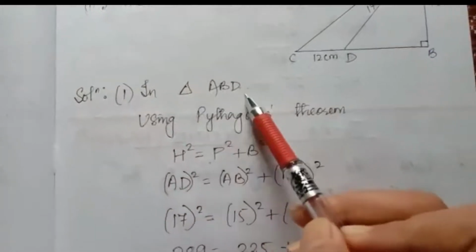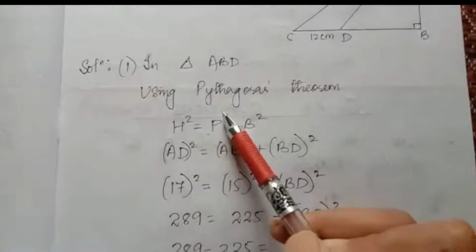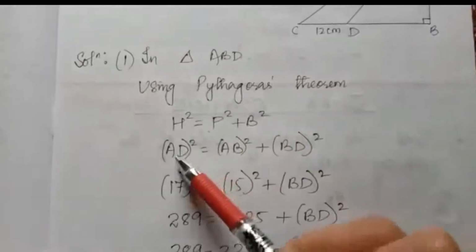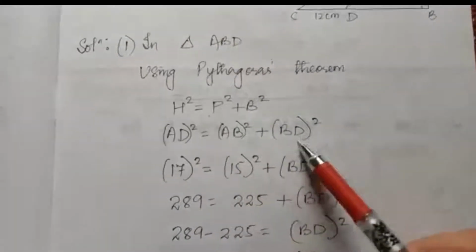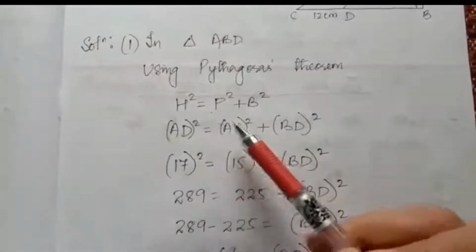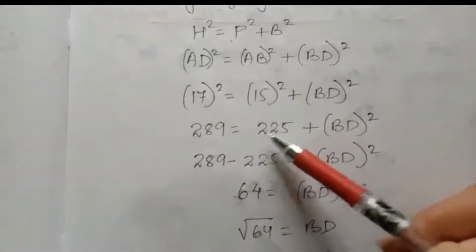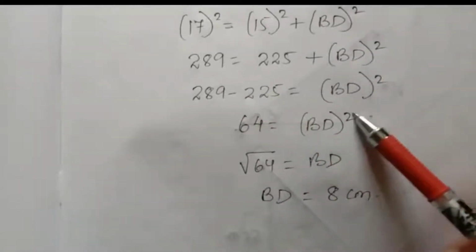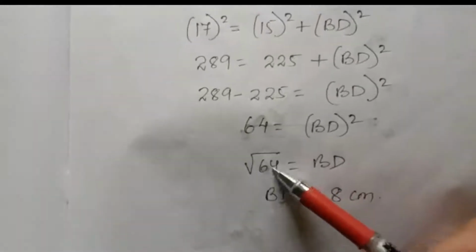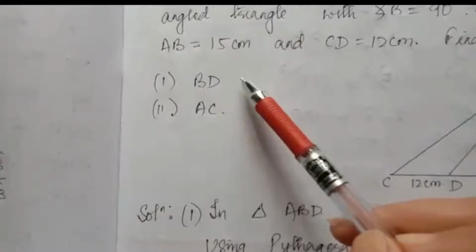So in triangle ABD, using Pythagoras theorem, hypotenuse square is equal to perpendicular square plus base square. Hypotenuse is AD, perpendicular is AB and base is BD. AD is given 17, AB is given 15. So 17 square is 289, 15 square is 225. Then 289 minus 225 is BD square. This is 64. Now when you remove this square, you have to give root here. So root 64 is 8. So the value of BD is 8.